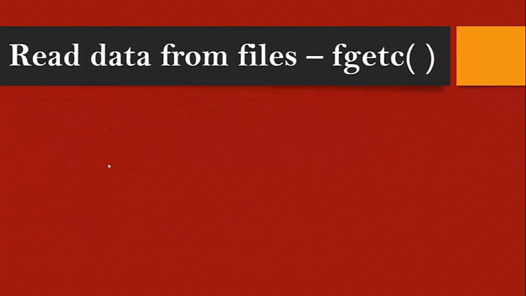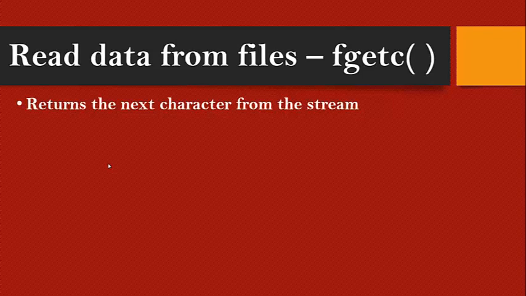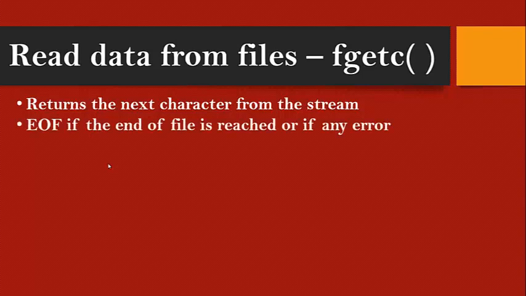Next we are going to see the function fgetc. The function fgetc gets a character, and basically this function will return the next character from the stream. All these functions work around the concept of streams only. Whenever you are trying to read the input from a particular stream with the fgetc function, it reads the current character and then returns the next character that is available.